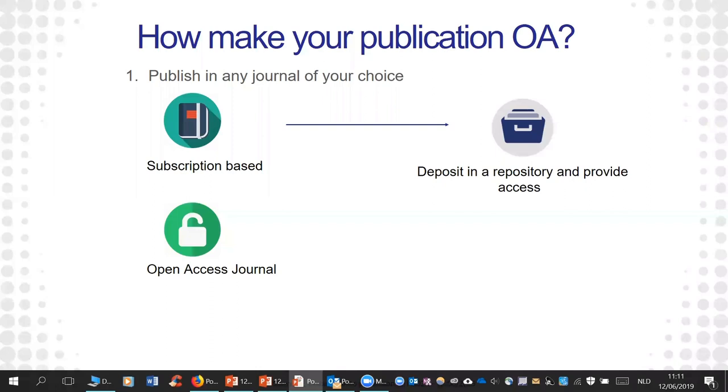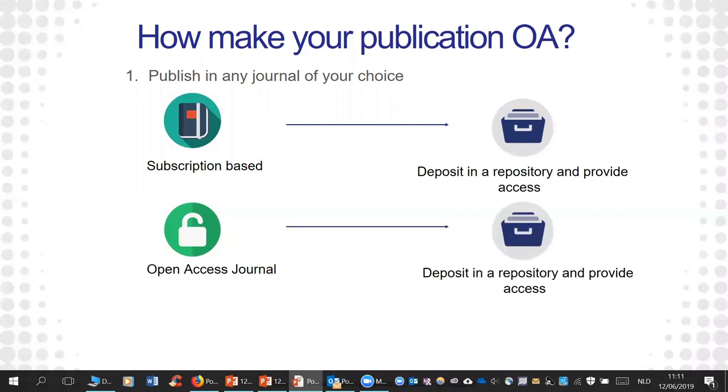However, if you publish in an open access journal, you should also deposit in a repository and provide access. That way, even if something happened to the open access journal, your publication will still be sustainably archived. And of course, you have the services of a repository that will make your article widely available.